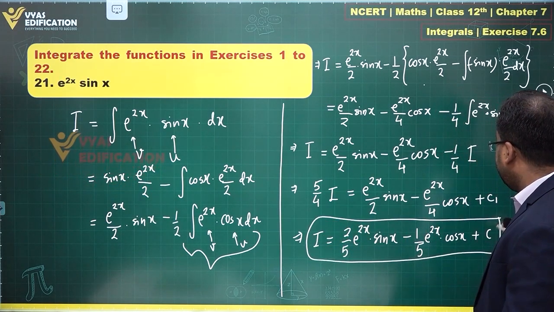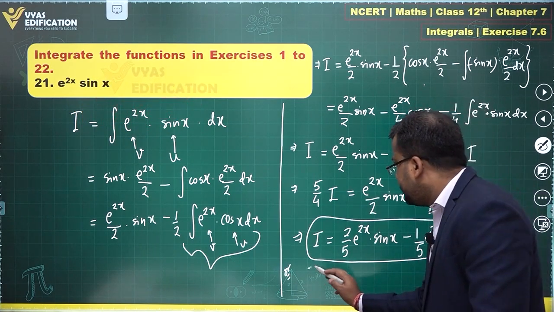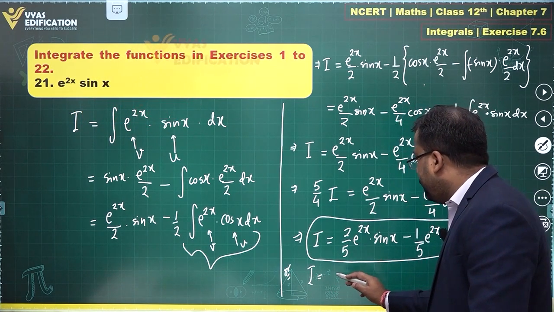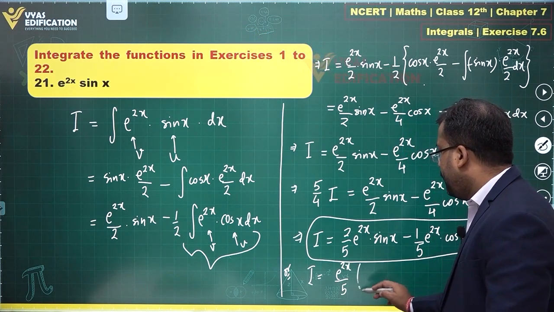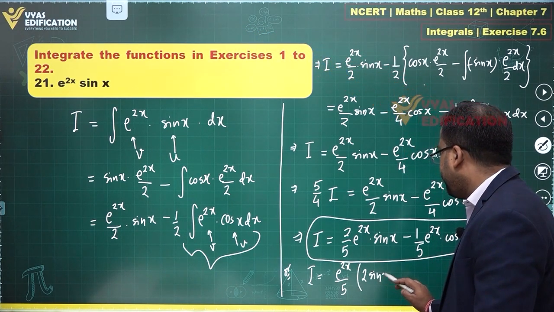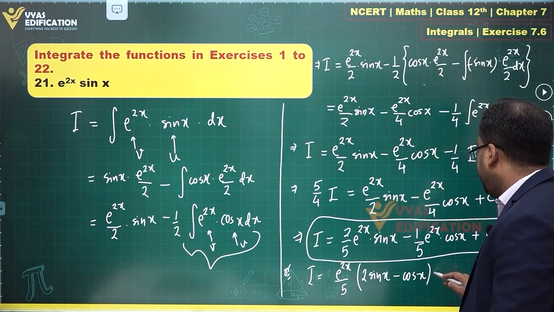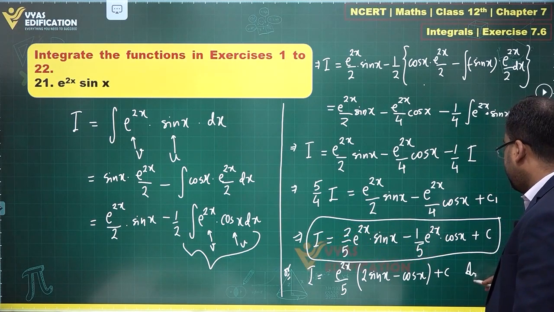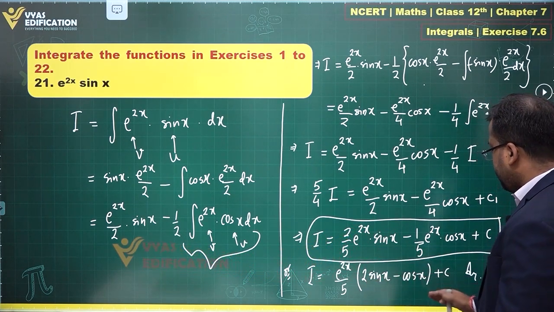Or you can write it in another form. Take e power 2x common and take a 5 in the denominator common. What you get is 2 sin x minus cos x plus constant of integration. This is what I have. E power 2x by 5, 2 sin x minus cos x plus c.